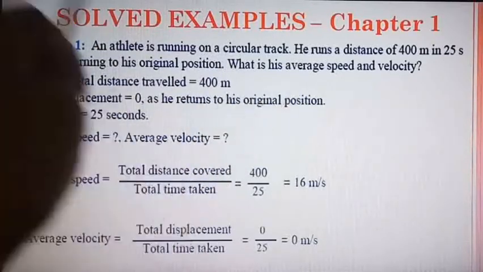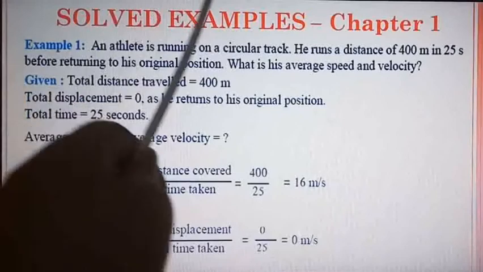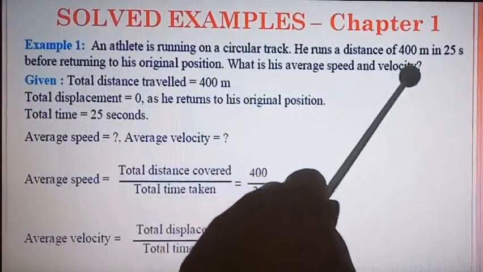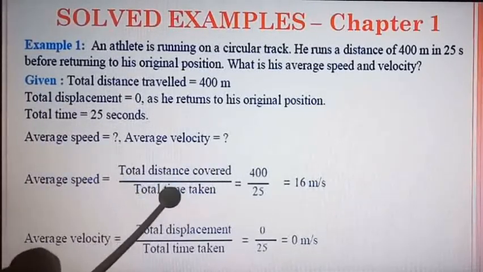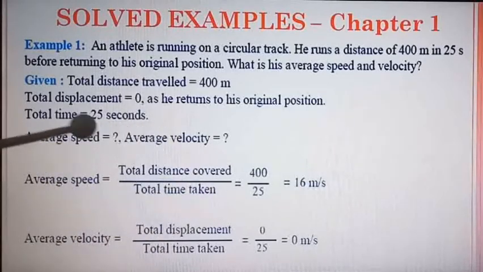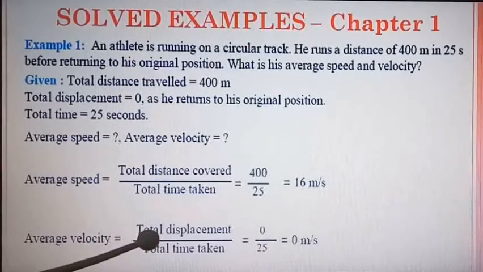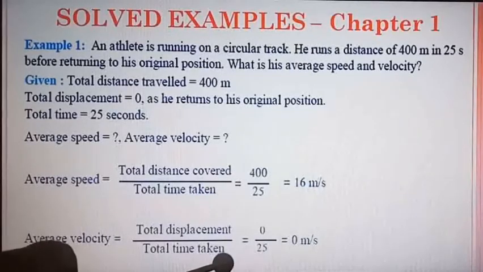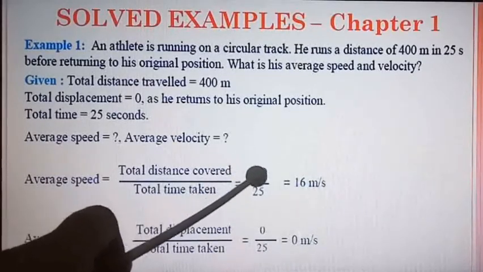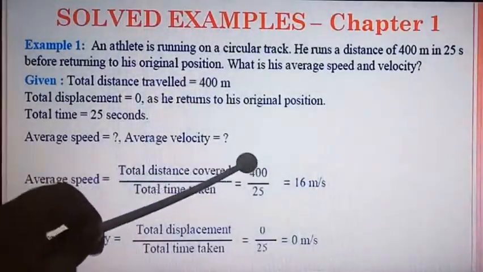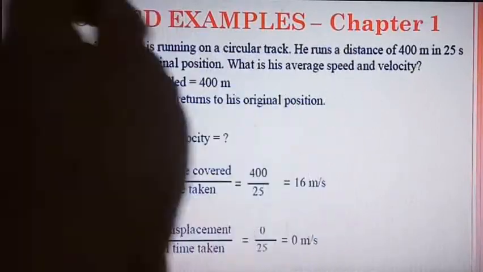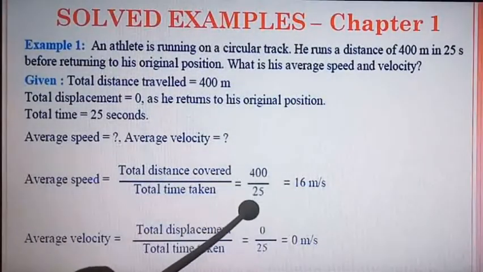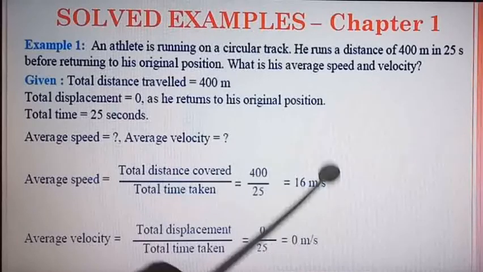So as he returns to his original position, what is his average speed and what is his average velocity? So what is the formula for average speed? Total distance covered upon total time taken. And what is the formula for average velocity? Total displacement upon total time taken. Substitute the values. What is the total distance traveled? 400. Upon time taken, 25. See, they have given that in the question only. So 400 divided by 25, 16 meters per second.